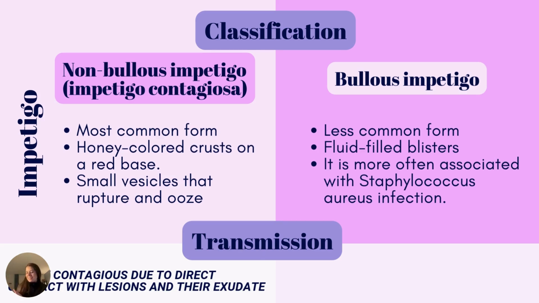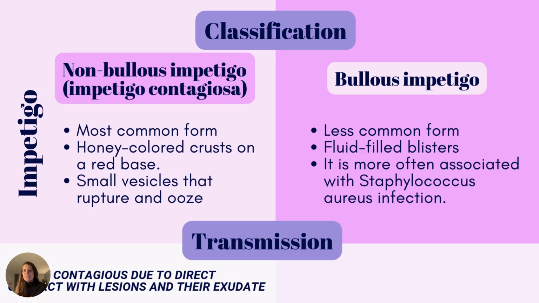On the other hand, bullous impetigo is the less common form of this pathology and is characterized by large, fluid-filled blisters that may rupture, and instead of leaving a crust, they leave a scaly base. It is more often associated with Staphylococcus aureus infection.